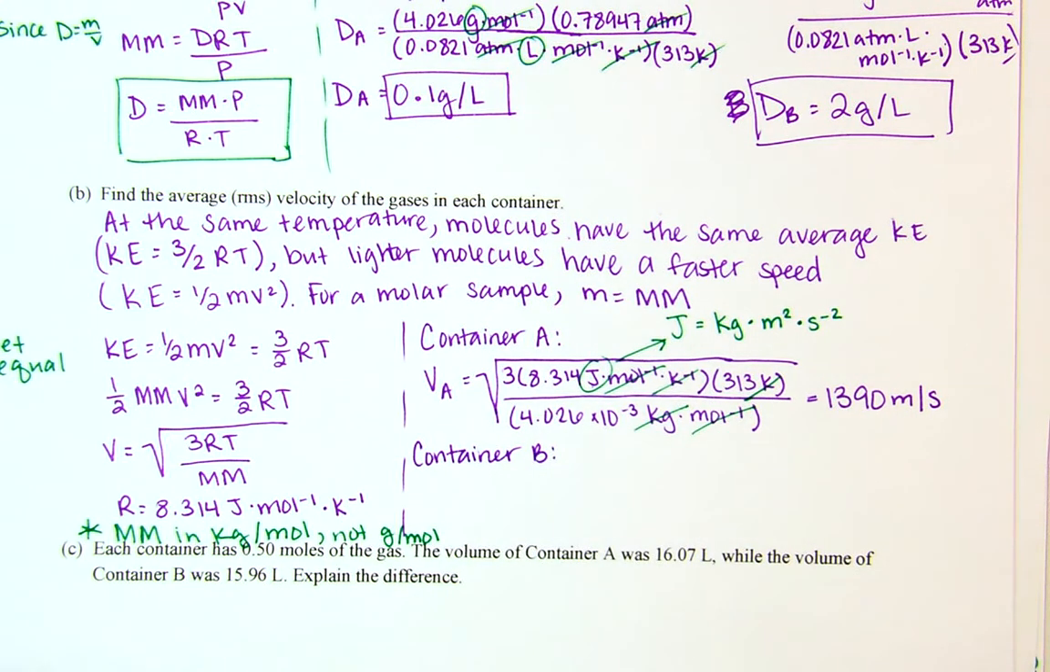At this point, please go ahead and pause the video and see if you can figure out the velocity for sulfur dioxide in container B.